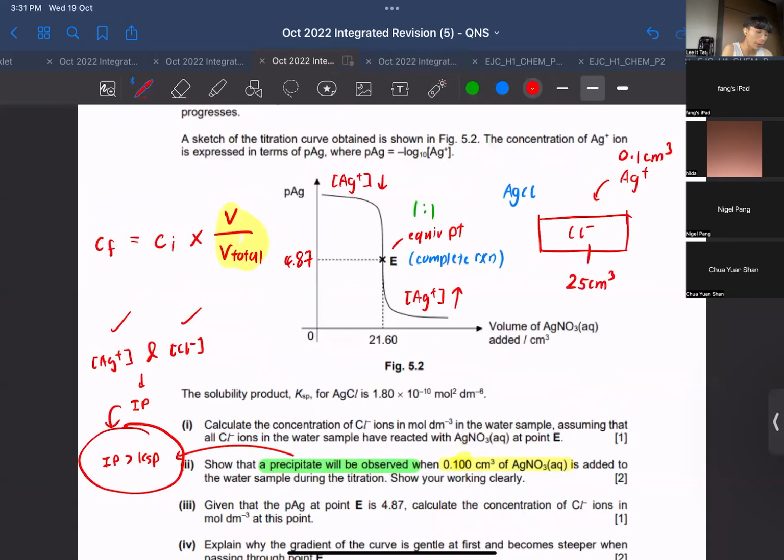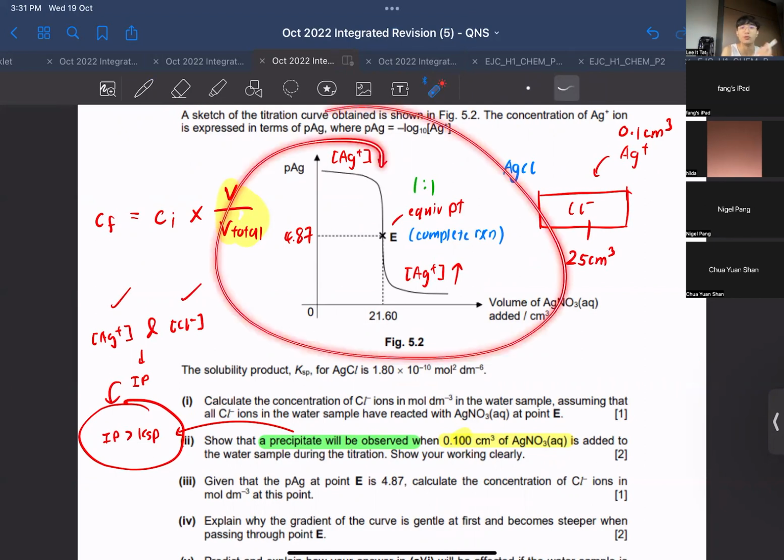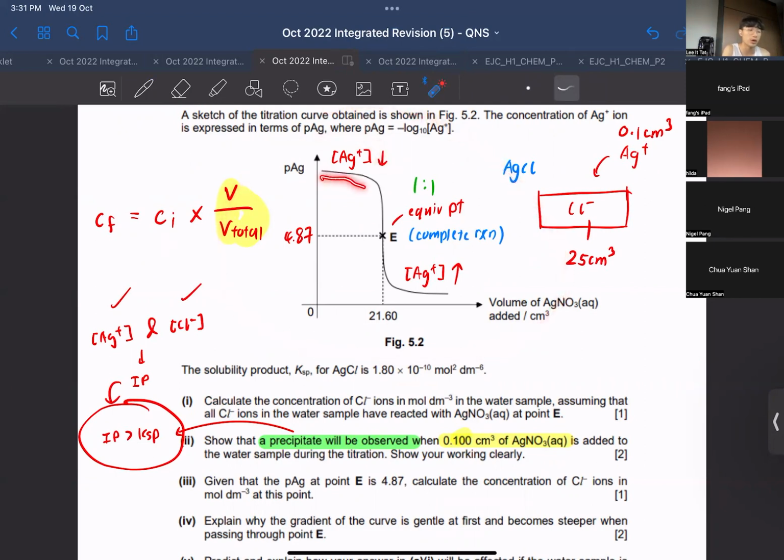But now let's talk about part 4. Part 4 is actually a question that is also applicable to why acid-base titration curves also kind of look like this. Why is it very gradual at the start and then it goes very sharply towards the equivalence point? I know acid base, they have buffers and all that, but let's look at this context. Why is it gentle at first, and then why is it very steep towards point E?